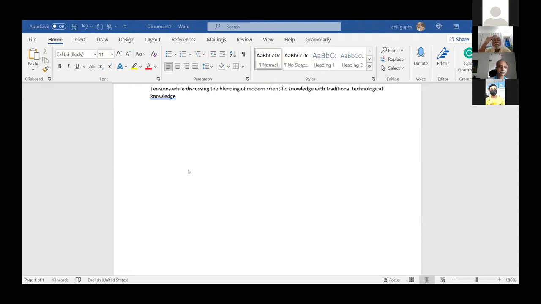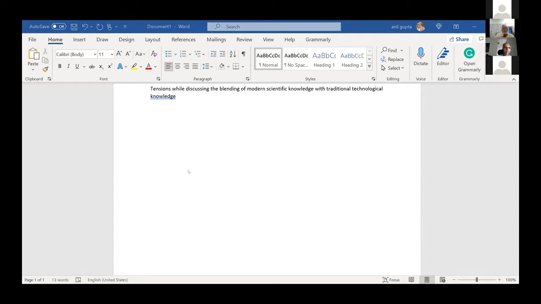Communication gap. Okay. So one is communication gap. Very true. I agree. Second is traditional knowledge is considered backward. Very true. Many people think that.